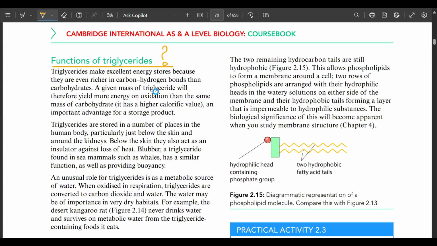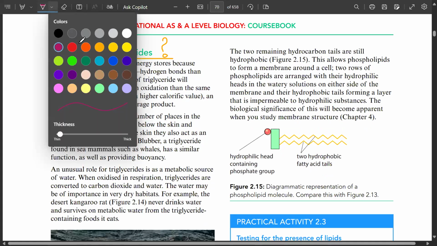Alright, is the structure of triglycerides clear? Yeah. ठीक है, clear हो गया? Done?